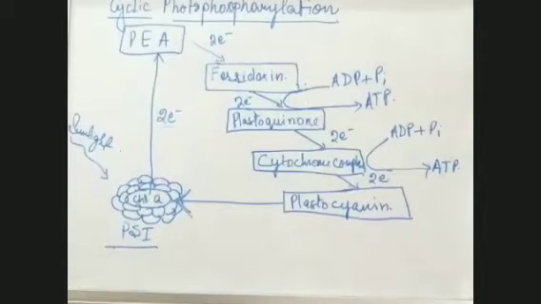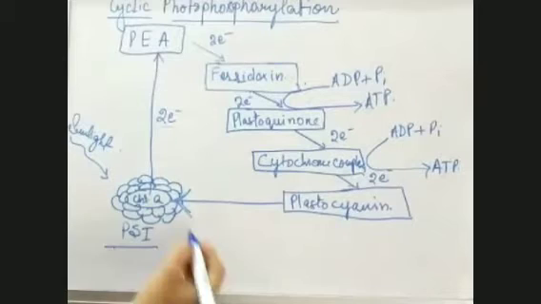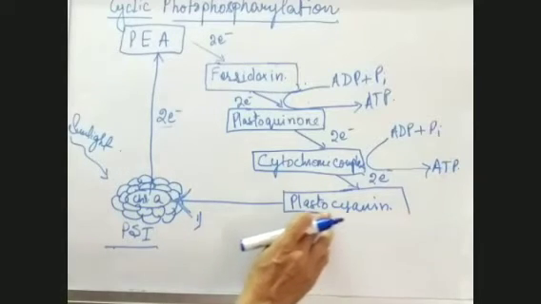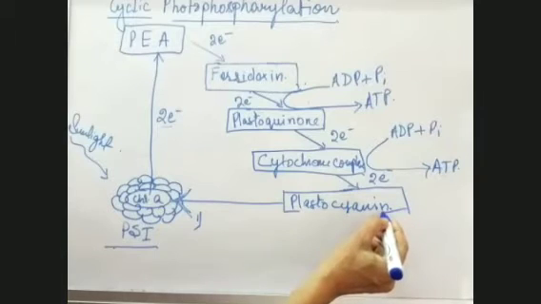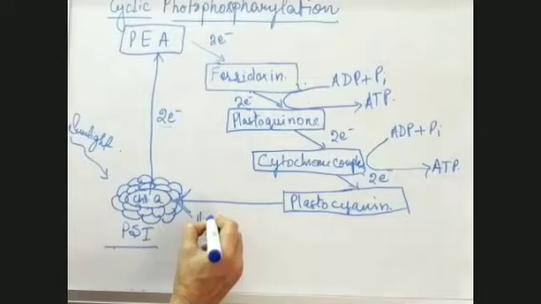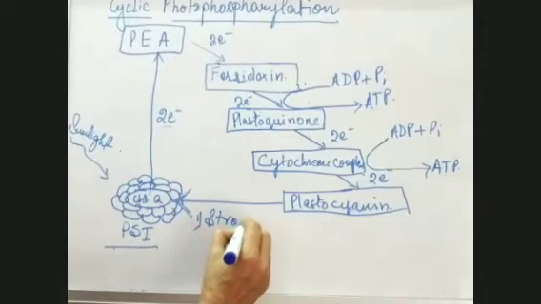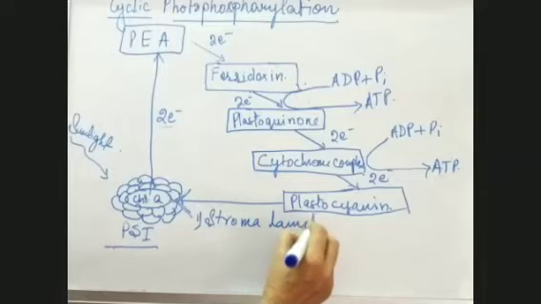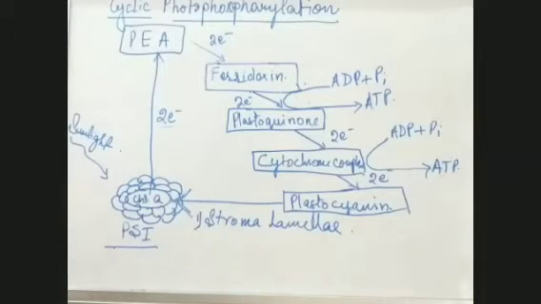Now, a few important points which I want to tell you about this cyclic photophosphorylation, I'll write the points here one by one. The first important point is, where does it take place? The cyclic photophosphorylation takes place in the stroma lamella. Whereas when we did non-cyclic, what did we study? That takes place in thylakoid. Thylakoid is a part of grana. This takes place in stroma lamella.